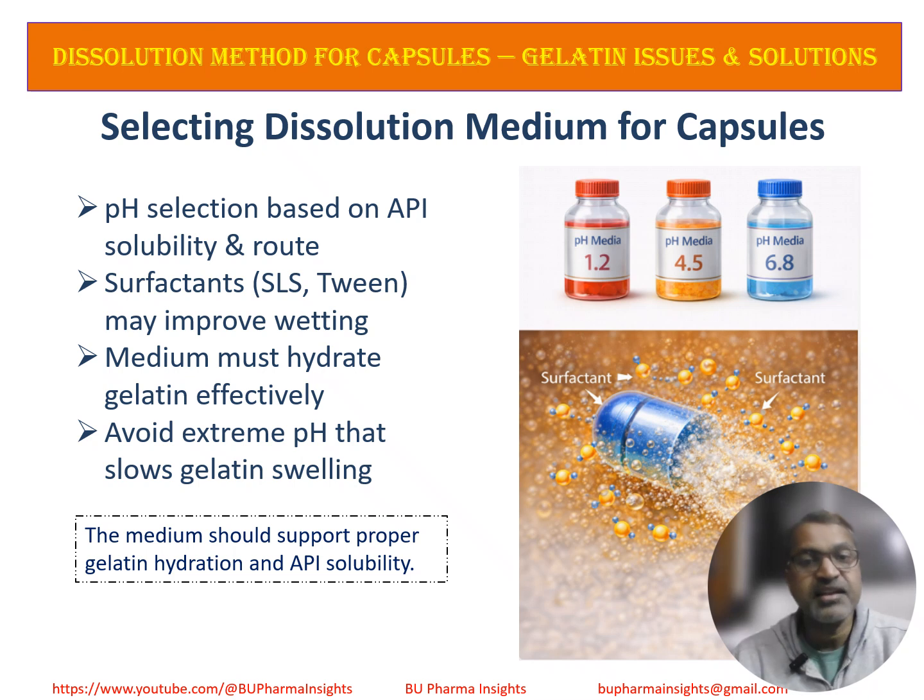Surfactants like SLS or Tween can help by reducing surface tension, improving wetting, and promoting faster shell rupture. But remember, use surfactants only when justified. Avoid extreme pH conditions that reduce gelatin swelling, delay rupture, or create non-physiological conditions. Right pH and proper wetting equal a reliable capsule dissolution method.